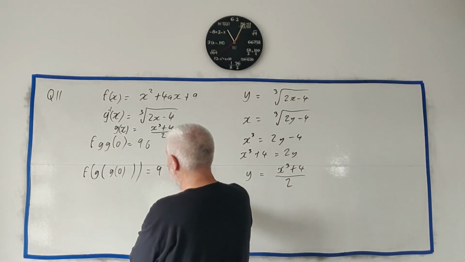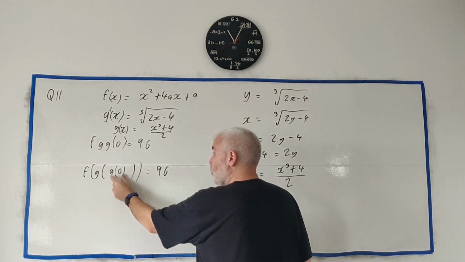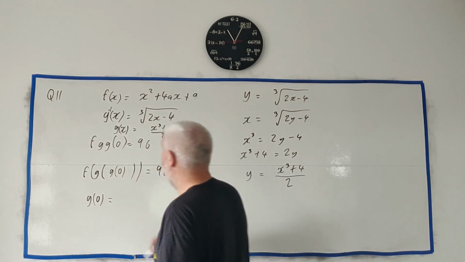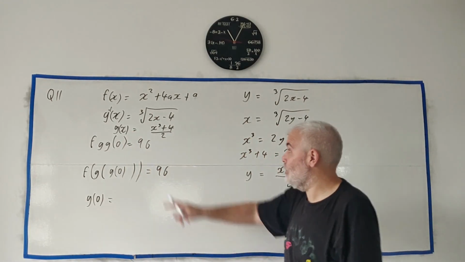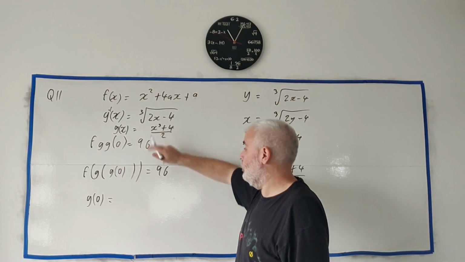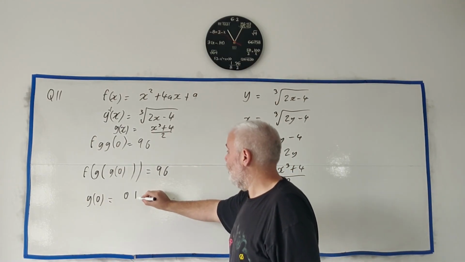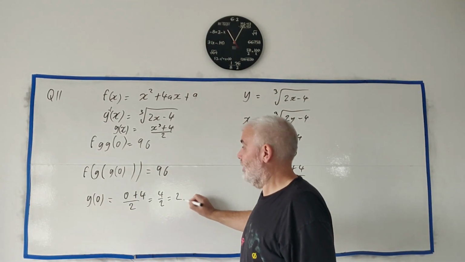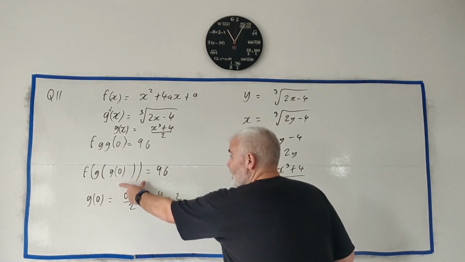This is all equal to 96. To do this, we just need to know what g of 0 is. And that's easy now. I know what g is. I just put 0 in. 0 cubed, let me write it all out, 0 plus 4 over 2. That's 4 over 2. That's 2.